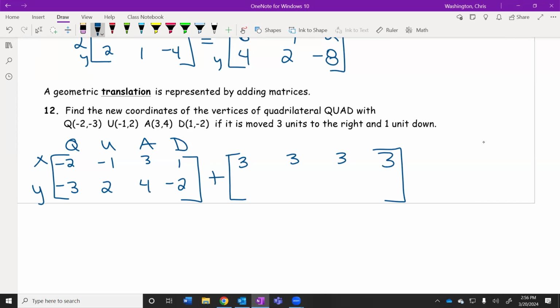And what about the Y values? We want to move this down 1. So how might we move this shape down 1 space? Kind of like subtract 1, but we're adding. So we're going to add a negative 1.